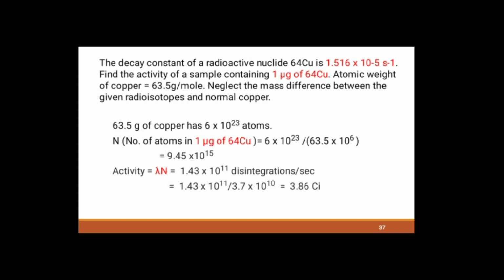So just by multiplying lambda and n, we get the activity as 1.43 into 10 raised to 11 disintegrations per second. To convert this into the unit Curie, we have to divide this by 3.7 into 10 raised to 10. That is, we get 3.86 Curie.